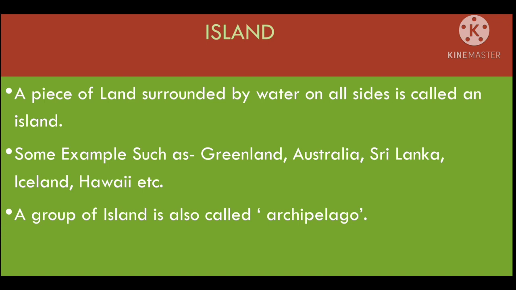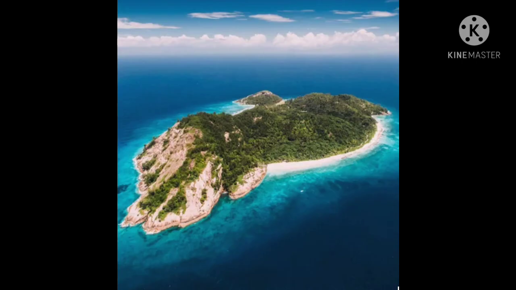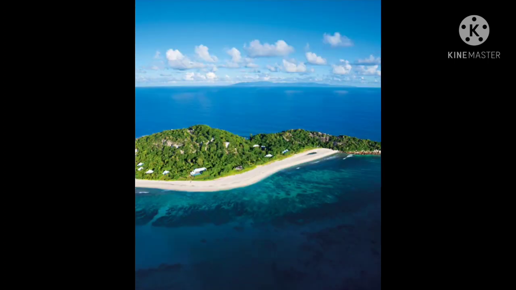Now a group of islands is also known as an archipelago. When a number of islands come together, we call it an archipelago. You can see some images of islands here. This is an example of an island. It is surrounded by water on all sides. One more image we can see also represents an island of a particular region. These are some of the images of islands throughout the world.